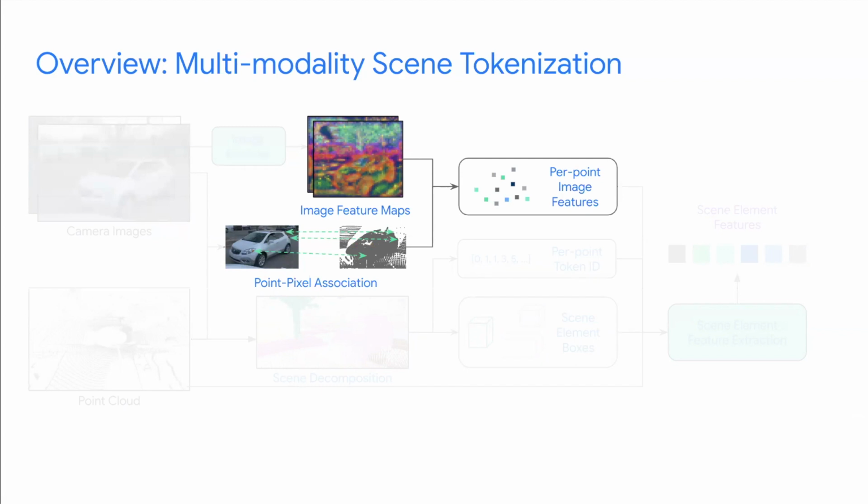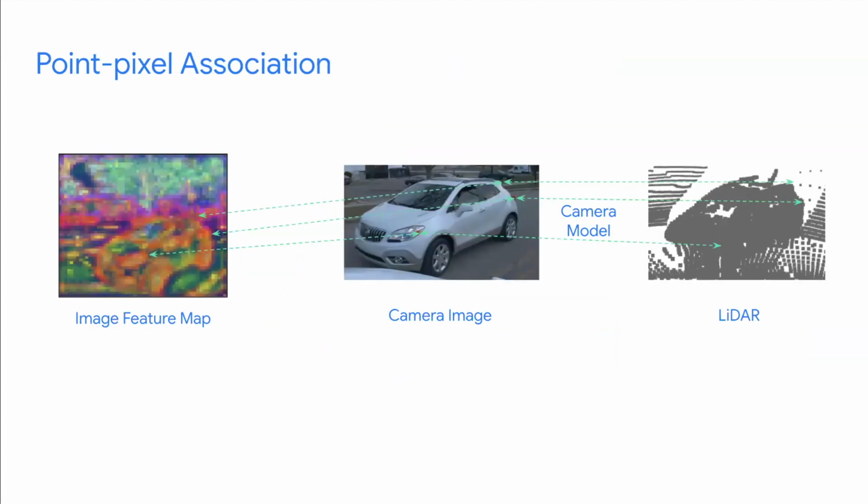After encoding the camera images, we now have several 2D arrays of image features. We would like to associate these features with 3D points in the scene, such that they can be grouped and pooled according to object identity. To do so, we use camera and LiDAR calibration information to find the nearest camera image for each point, as well as the point's corresponding location in that image. We then bilinearly interpolate the encoded features of the nearest image to produce a feature vector for each 3D LiDAR point.